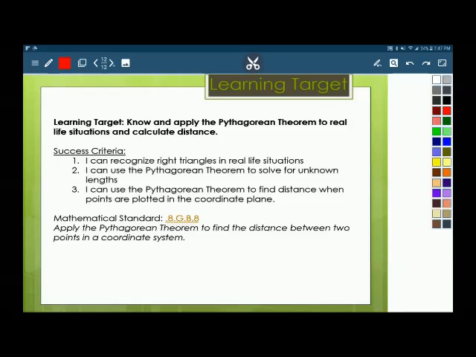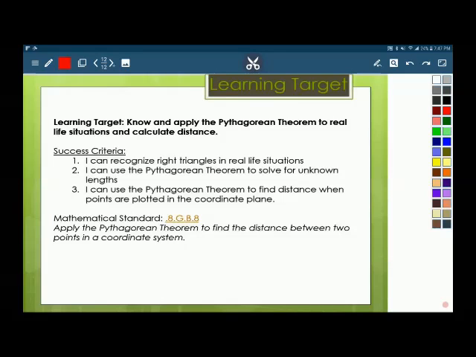All righty, so that basically wraps up our lesson for today. We got to know and apply the Pythagorean theorem to real-life situations, and we calculated distances. In order to do this, we recognized right triangles in real-life situations, like thinking about streets intersecting with each other, forming right angles, talking about pyramids, seeing right triangles being formed from the top of the pyramid to the center of the square base. We also used the Pythagorean theorem to solve for unknown lengths. That was like in example 3.